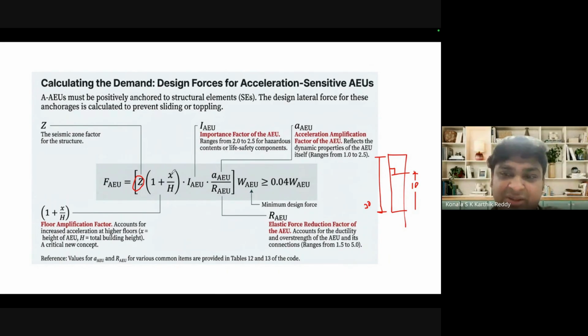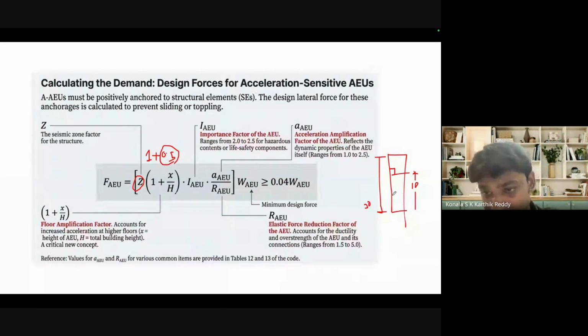Higher is the value of X, higher the factor. Now what is the value of X by H? It's 10 by 20, which is 1 by 2, it's 0.5. So the height amplification factor is going to be 1 plus 0.5. So the overall factor you are going to take is how much? It's going to be 1.5. So this is a height amplification factor, whatever X by H is there.